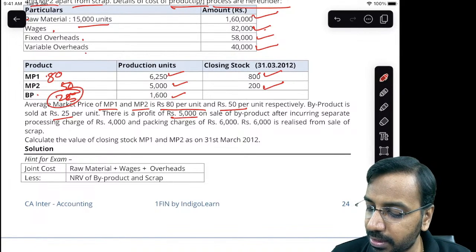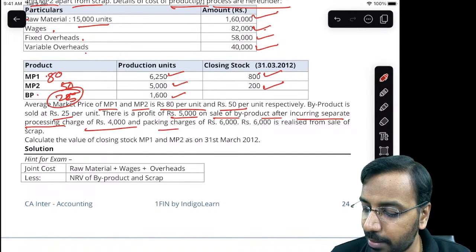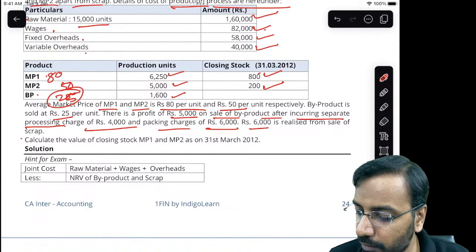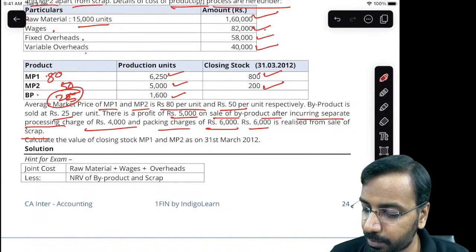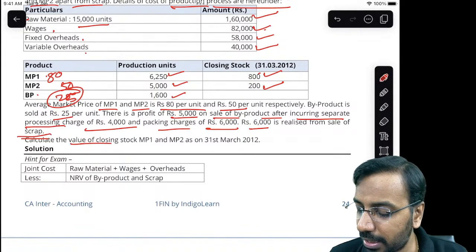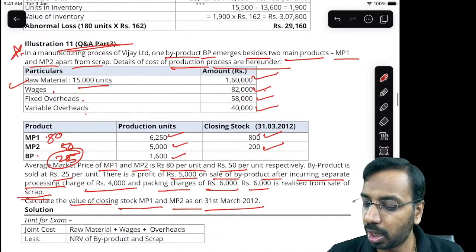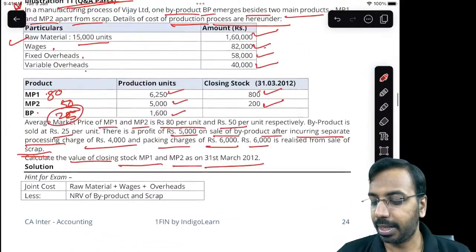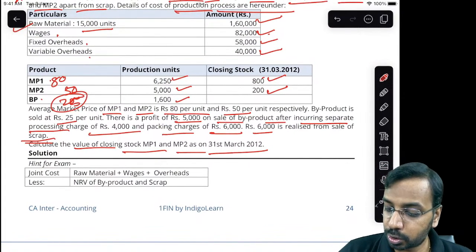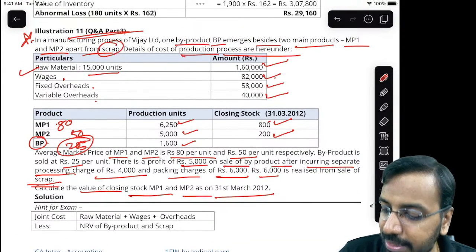There is a profit of 5,000 on sale of byproduct after incurring separate processing charge of 4,000 and packaging charge of 6,000. Rupees 6,000 is realized from sale of scrap. Calculate the value of closing stock MP1, MP2 as on 31st March of 12. So this is a very old question and has been coming up again and again. Now, what you need to understand is, there is this byproduct, there is this scrap.